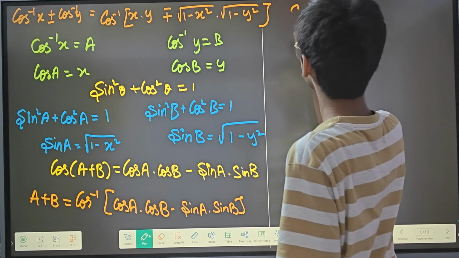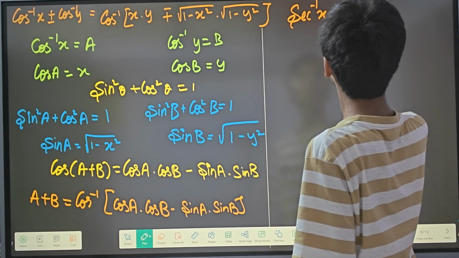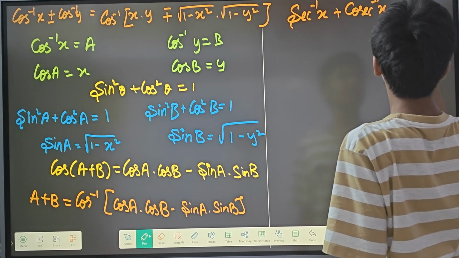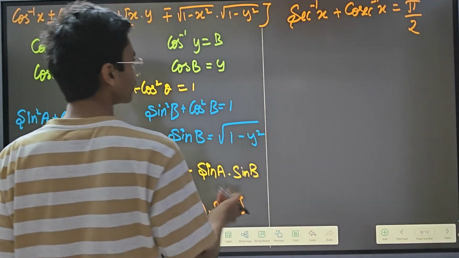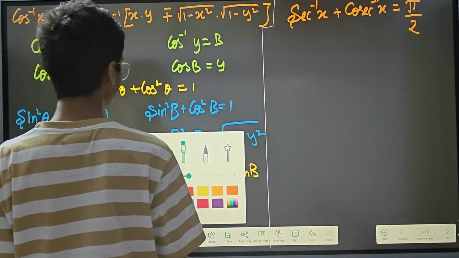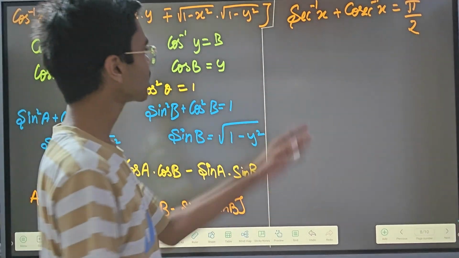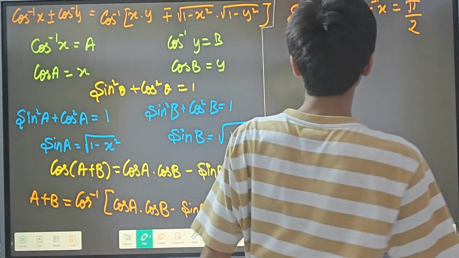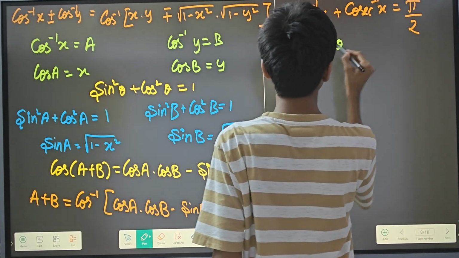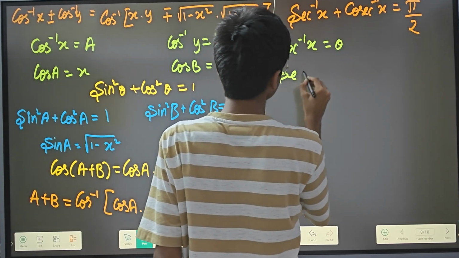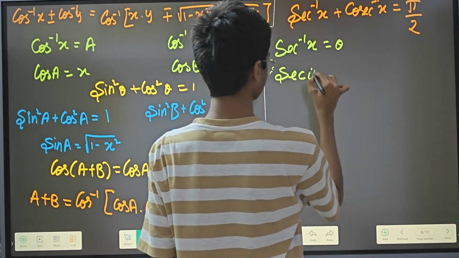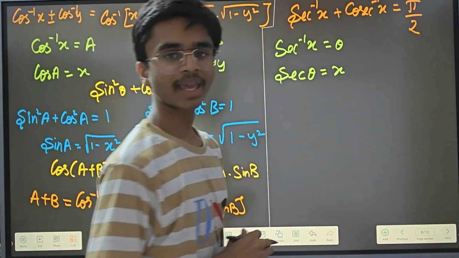So now we are going to prove sec inverse x plus cosec inverse x is equal to pi by 2. If you have understood all those derivations very clearly, you would have guessed how to derive this. Same thing only, you are going to choose either sec inverse x or cosec inverse x. Let us choose sec inverse x. Sec inverse x is equal to theta. So sec theta is equal to x.